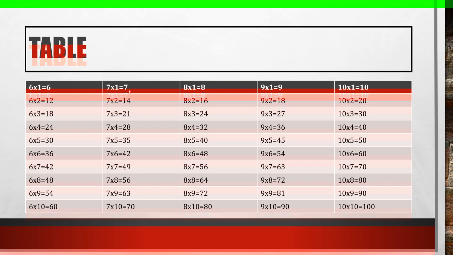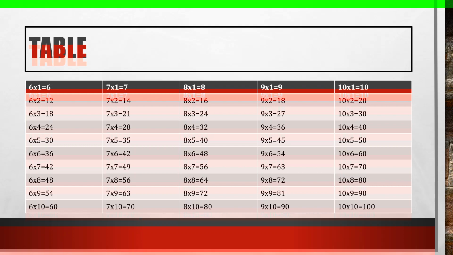7 times 1 is equal to 7. 7 times 2 is equal to 14. 7 times 3 is equal to 21. 7 times 4 is equal to 28. 7 times 5 is equal to 35. 7 times 6 is equal to 42. 7 times 7 is equal to 49. 7 times 8 is equal to 56. 7 times 9 is equal to 63. 7 times 10 is equal to 70.